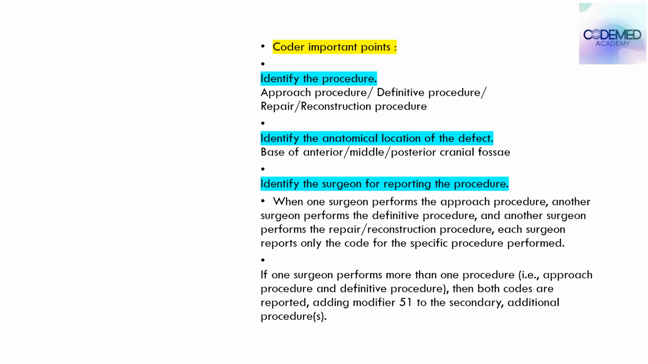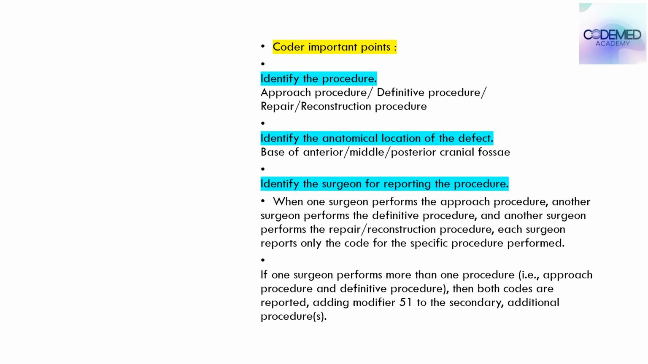Then identify the surgeon for reporting the procedure. When one surgeon performs the approach procedure, another surgeon performs the definitive procedure, and a third surgeon performs the repair or the reconstructive procedure, every surgeon reports only the code for the specific procedure performed. Like the approach is done by surgeon A, so he is going to report the code for the approach, because we have separate codes for the approach, definitive and reconstructive.